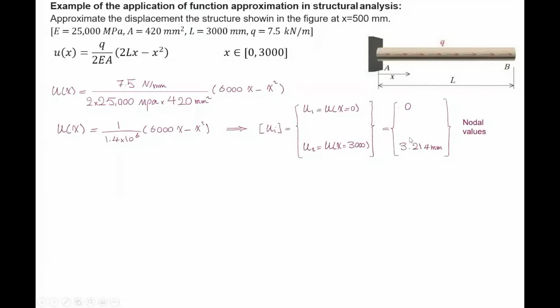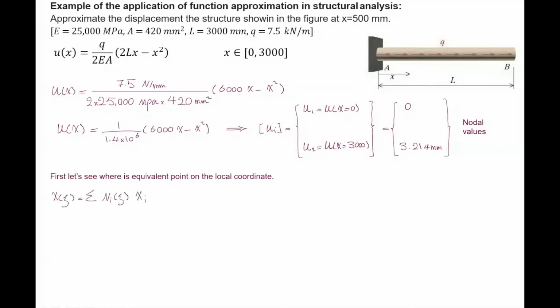And on the right side, the value of deformation is 3.214 millimeter. These are the only data that we need from this exact function. So given these nodal values, we want to see how much would be the approximate value of displacement at x equal to 500. In order to do that, let's start with calculating the mapping function and see what is the equivalent coordinate in the local coordinate associated with x equal to 500 millimeter.